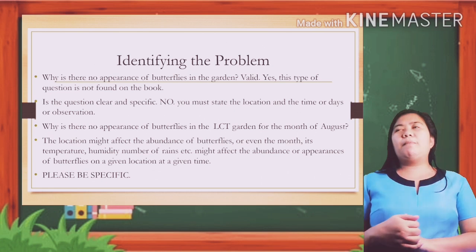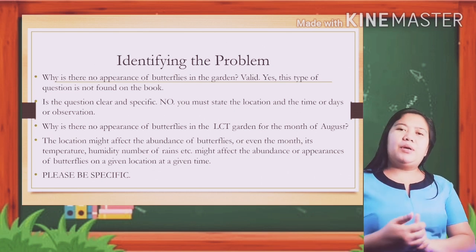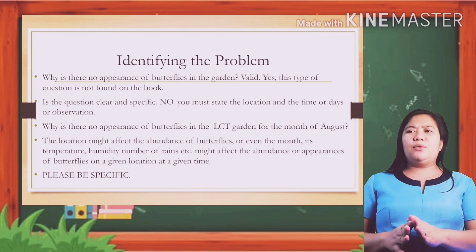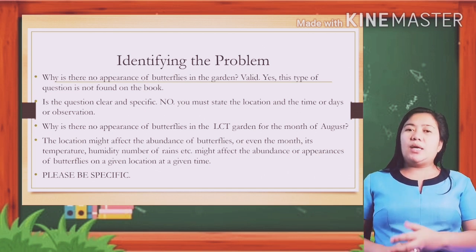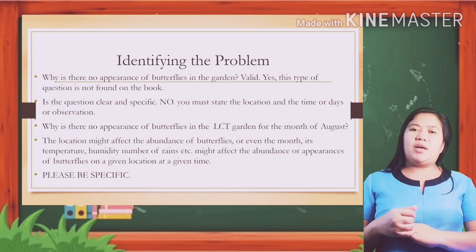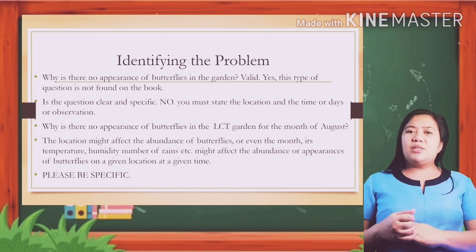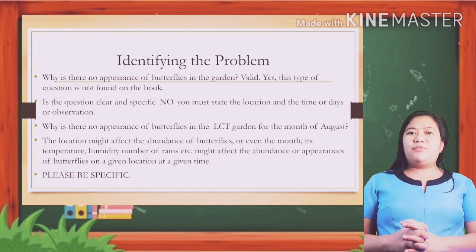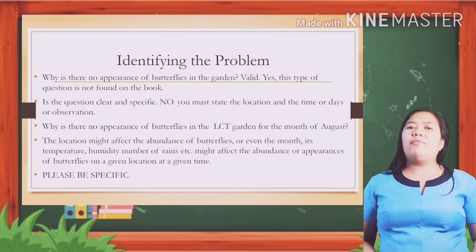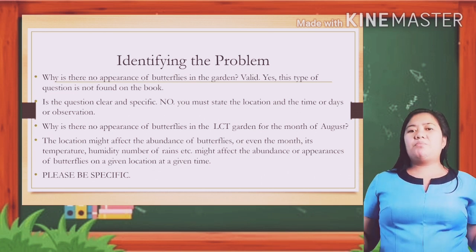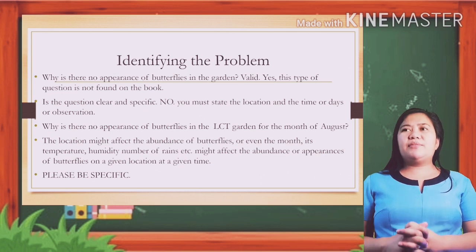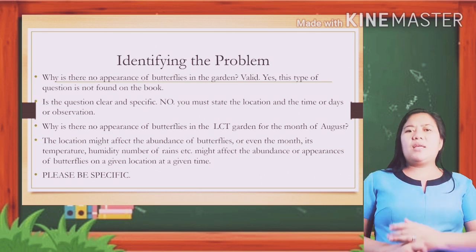Why? Because of the location. For example, if you have an urban area and a rural area, there will be a great difference between the two. In an urban area, it is somewhat polluted, populated, and most of the areas are converted into subdivisions, houses, establishments, which makes an urban area not really conducive for butterflies to live in. Whereas in a rural area, you have a lot of trees, still spacious for butterflies to have this conducive type of living. So you need to state the location.